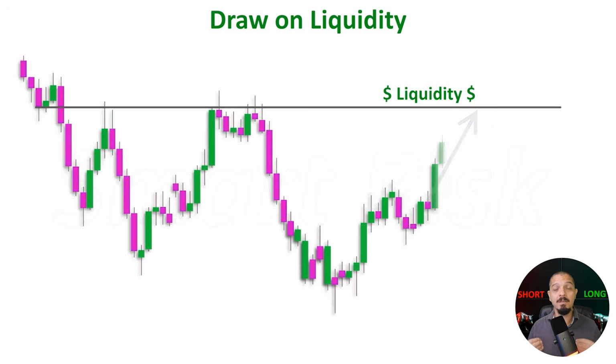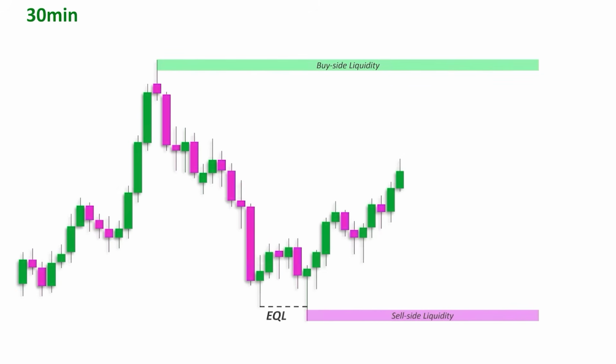In other words, the market often moves toward areas with resting liquidity, such as equal highs, equal lows, or sharp reversal points, because that's where many orders are waiting to be filled. You can mark these levels manually by drawing lines across equal highs and equal lows, or by highlighting clear buy-side and sell-side liquidity zones on your chart.